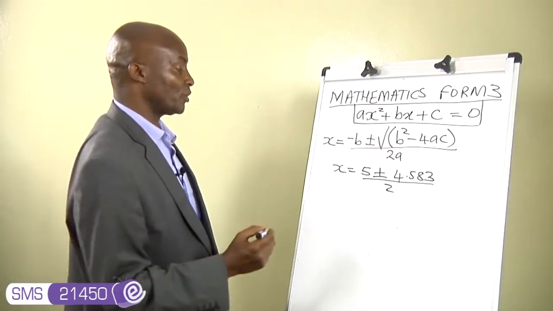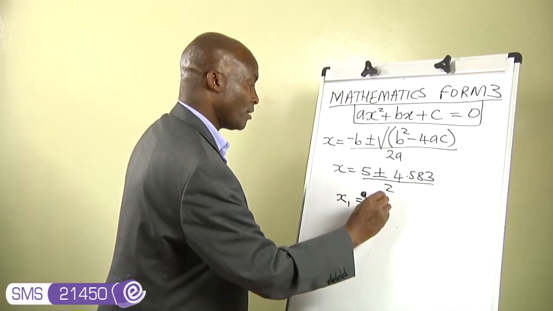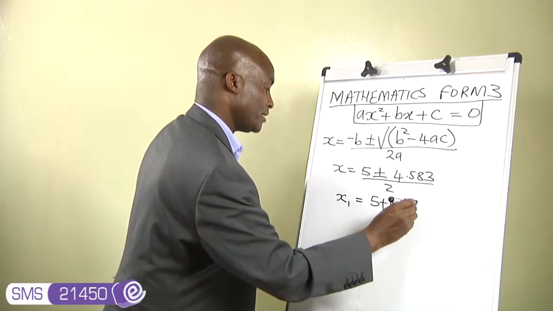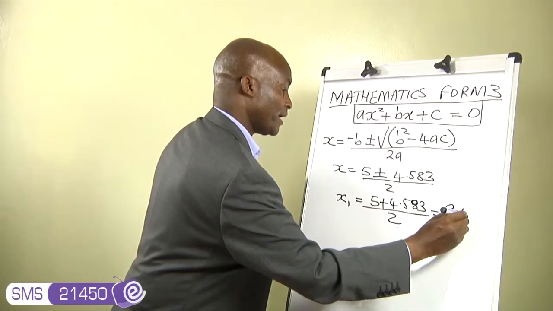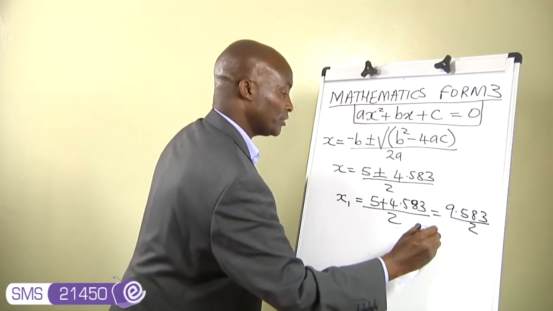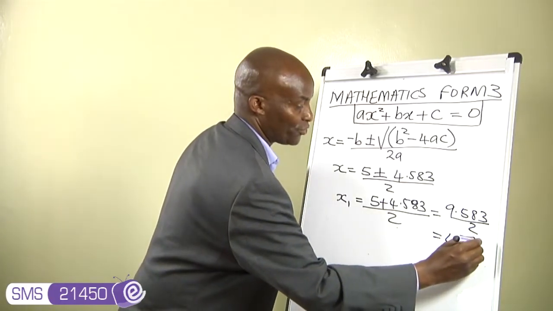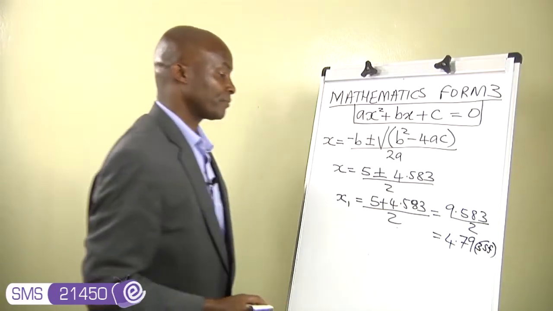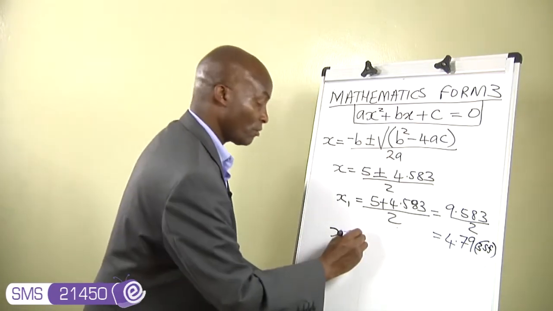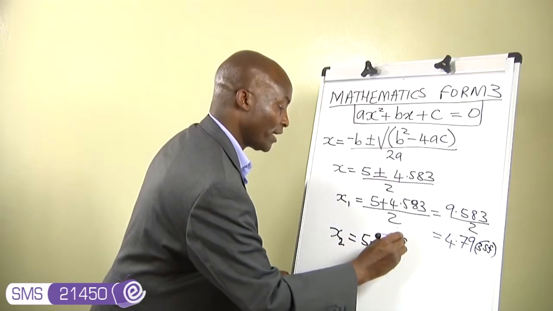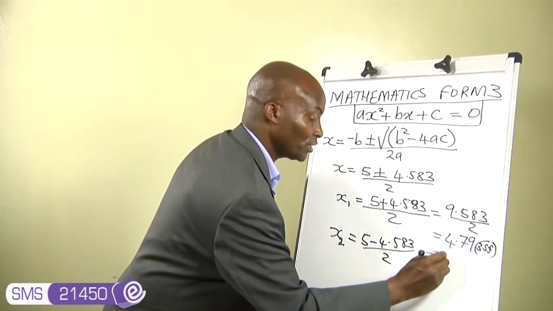So this means we have two solutions. One of them, if I call it x1, will be equal to 5 plus 4.583 divided by 2, which is 9.583 over 2, which is equal to 4.79 to 3 significant figures. And then the other root will be equal to 5 minus 4.583 divided by 2, and that should give you 0.21.